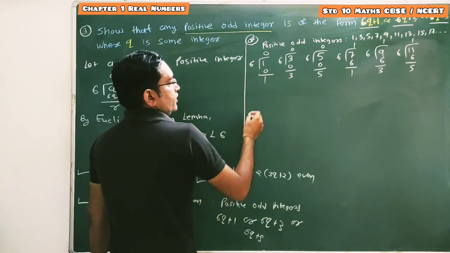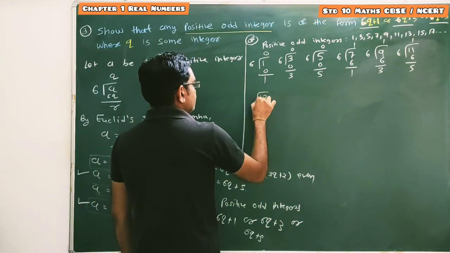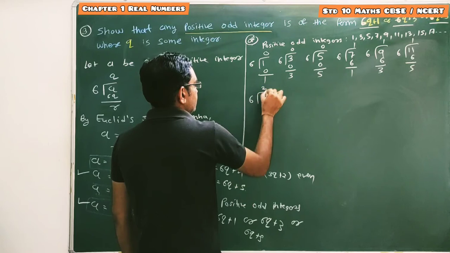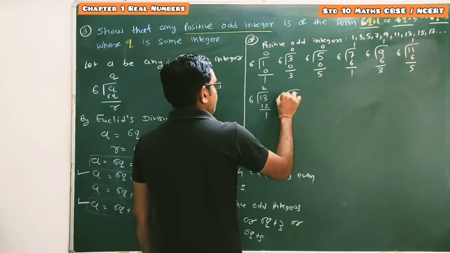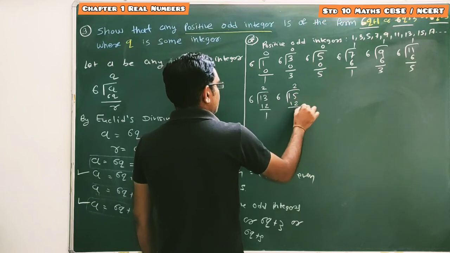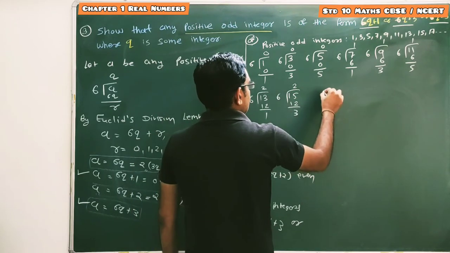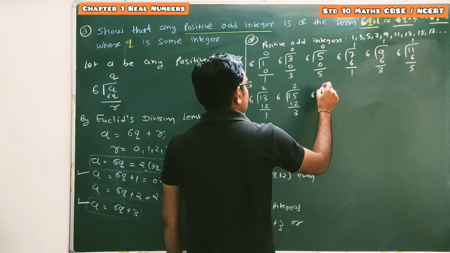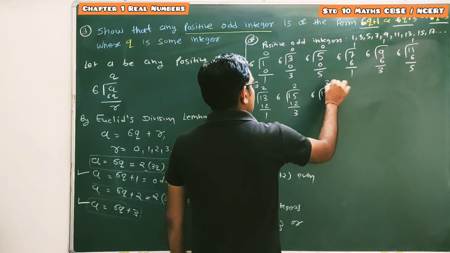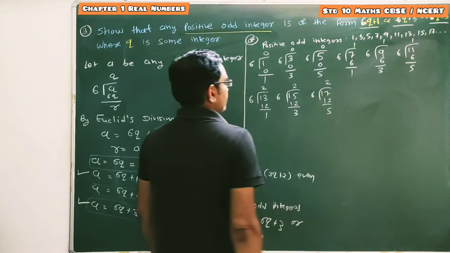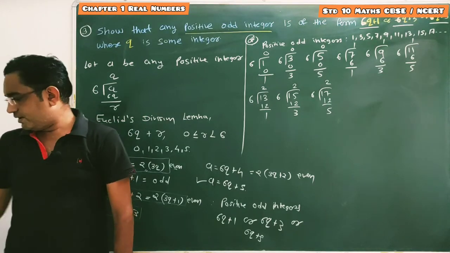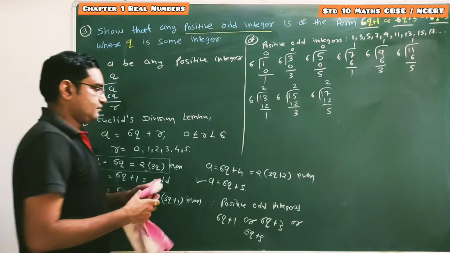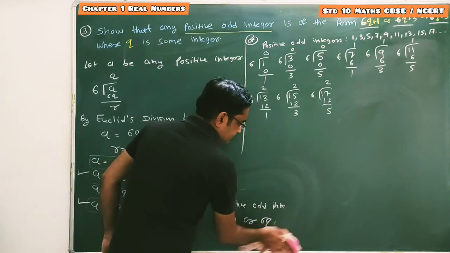Then we will consider 13 divided by 6. 6 2s are 12. Remainder is 1. Take 15. 6 2s are 12. Remainder is 3. 17 divided by 6. 6 2s are 12. Remainder is 5. Done. So now we are applying Euclid's division lemma. Note this down.